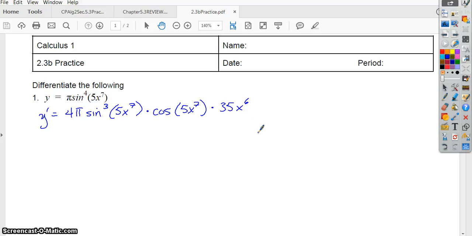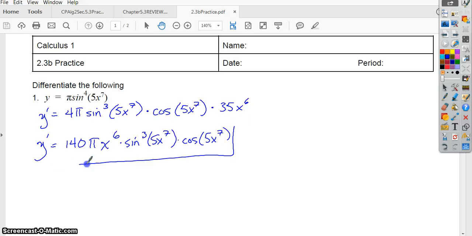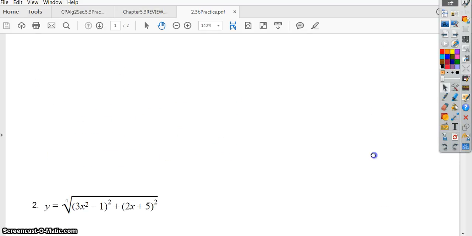Okay, put all these pieces together and make it look nice. 4 times 35 would be 140 pi x to the 6th times sine cubed of 5x to the 7th times cosine 5x to the 7th. And that would be your derivative. Okay, so there's your first one. That's not too bad. A lot going on though.